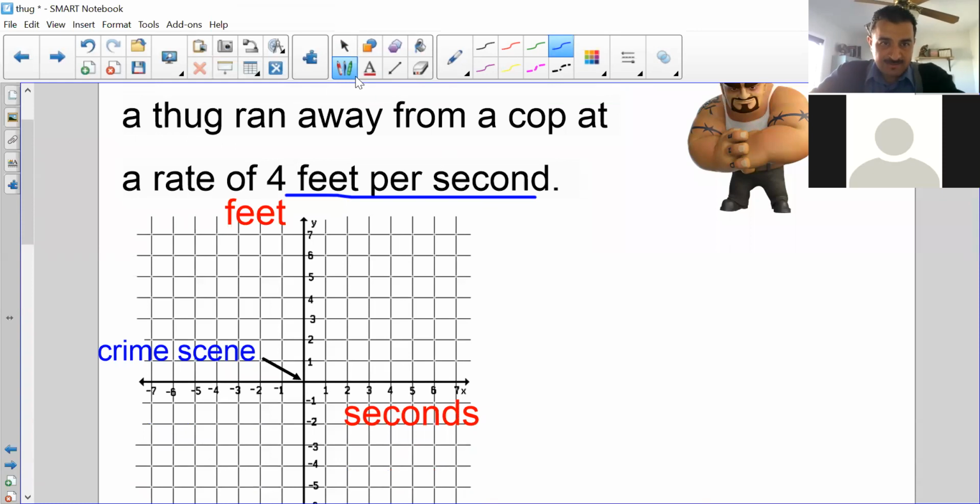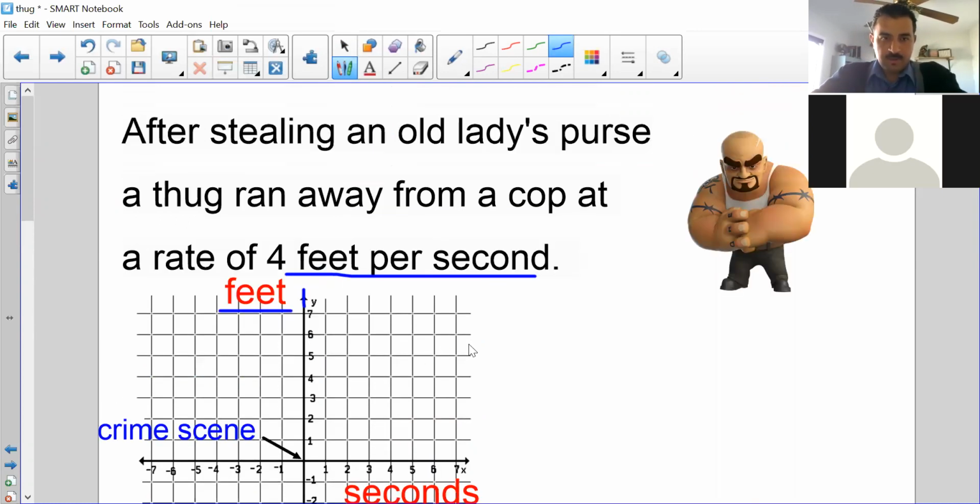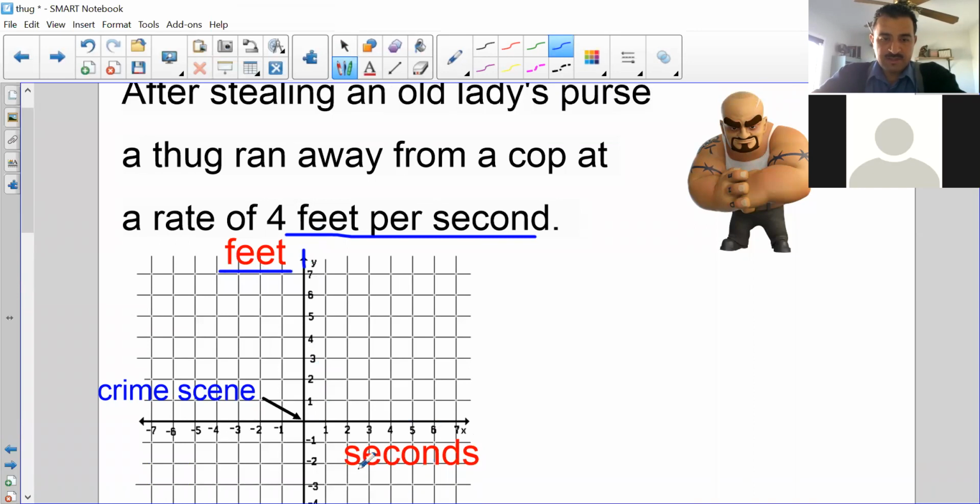So I have an axis. You've seen this before from Math 1 in junior high. You have a y-axis and an x-axis. But here, the y-axis represents feet. Okay? Now, the word axis is just a fancy schmancy word for a number line. And the x-axis is going to represent seconds.